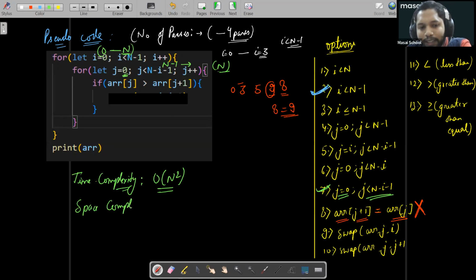Are we storing anything here? No. So the space complexity will be big O of 1.